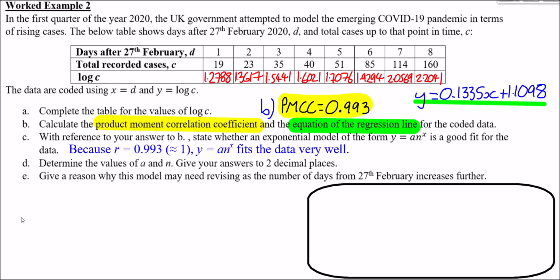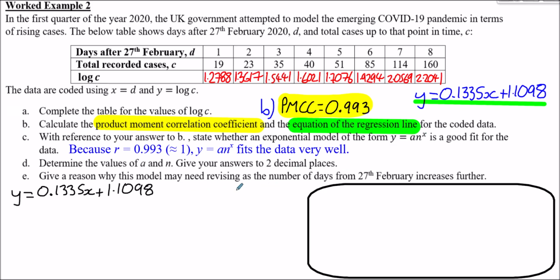Part D is determining the values of a and n, giving answers to 2 decimal places. So I'm just going to take here the regression line, which was y equals 0.1335x plus 1.1098. I'm just going to have that in mind. So what we're saying here is it needs to fit a model of the form y equals a n to the x. Okay, so y equals a n to the x.